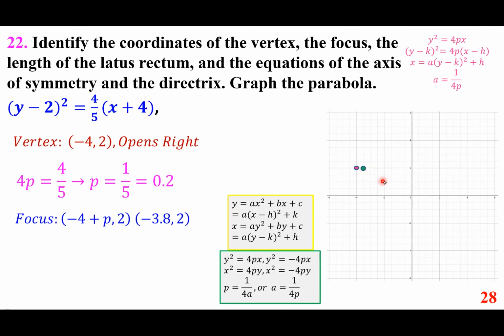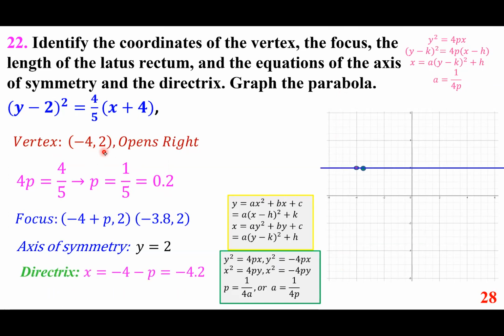I want the axis of symmetry. The axis of symmetry is just this line, y equals 2. I want the directrix, and I said from the vertex I got to go to the left of it by this much, P or 0.2. So minus 4 minus 1/5 or minus 0.2. Therefore, x equals minus 4.2 is the equation of the directrix. So this is the axis of symmetry, and this is the directrix. And that's the graph.